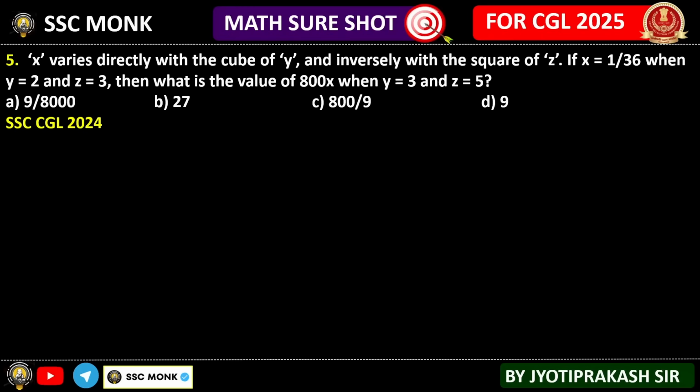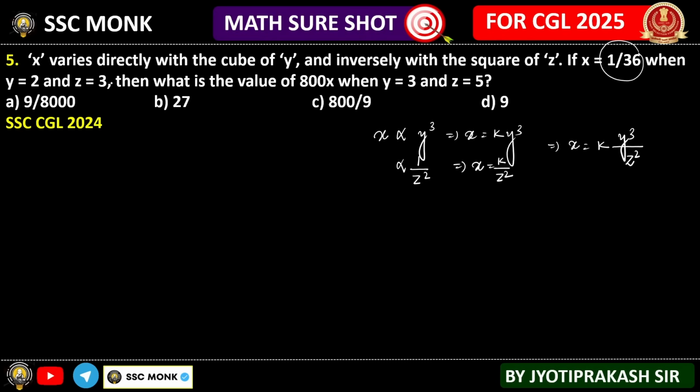Next, x varies directly with the cube of y. So it is saying x is directly proportional to y cube. So what will we write? X is equal to k into y cube, k is a constant, and inversely proportional with the square of z. So what can we write here? X is equal to k by z square. Now when I combine these two things, I can write x is equal to k y cube divided by z square. Clear? Yes. Now it is saying, sir, when x is equal to 1 by 36, y is 2, z is 3.